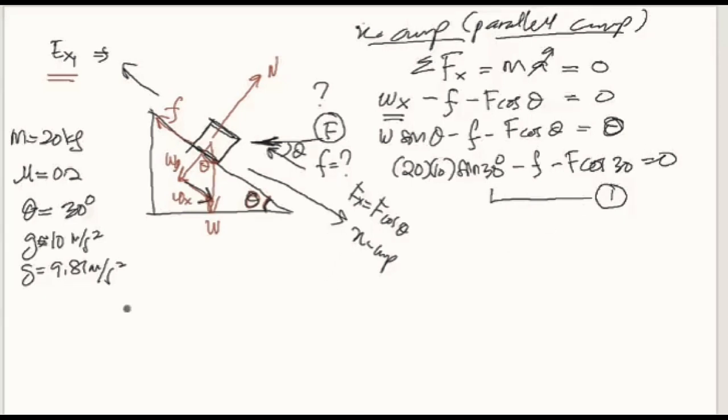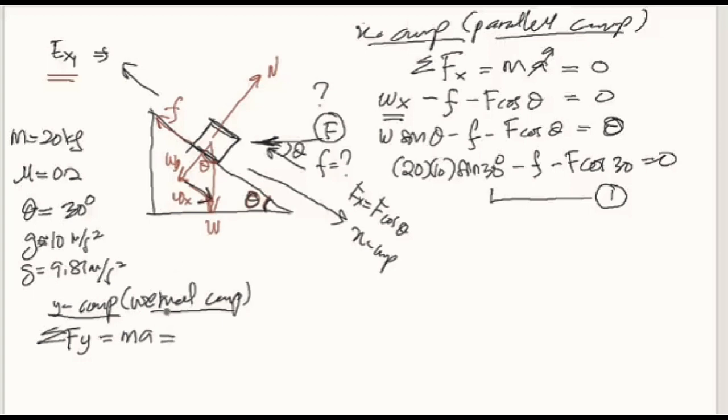Next we go for the y component, or vertical component. For the vertical component, the summation of all forces acting on the y-axis is equivalent to ma. Since the object isn't flying or jumping, it remains stationary, so it is equivalent to 0. So Fy: N is positive, pointing upwards, and the downward force in line with N is Wy, so minus Wy, equivalent to 0.